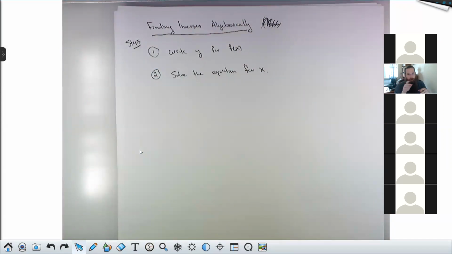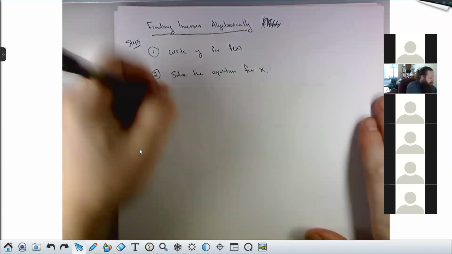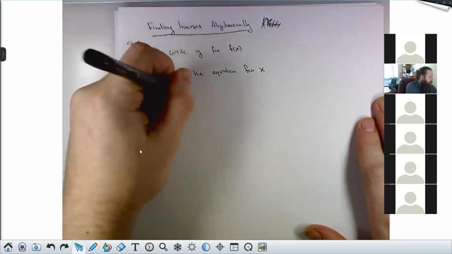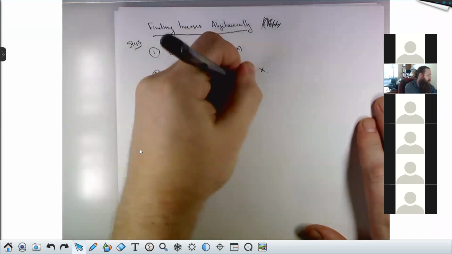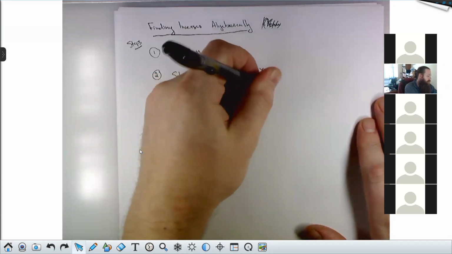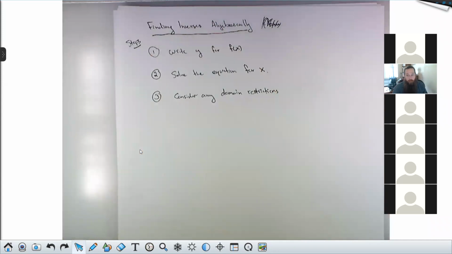So you write y equals, whatever, x squared plus 7. Solve that equation for x. So you get x equals the square root of y minus 7 or something. Then you need to consider any domain restrictions. So if you restricted the domain to make your function one-to-one, there's going to be a choice element as you solve for x. Like you'll take a square root and you'll get a plus and minus. You need to pick the plus or the minus that matches your choice of domain restriction. I'll show you an example in a minute.